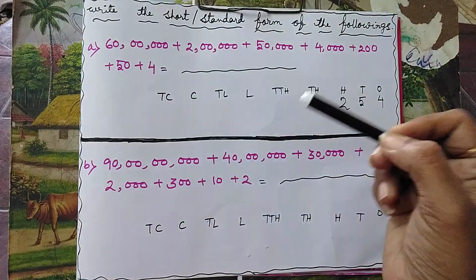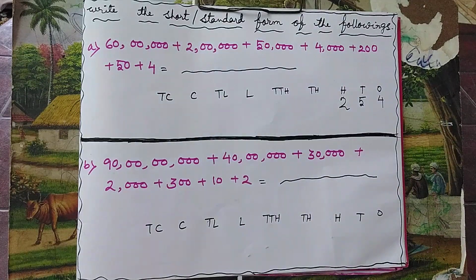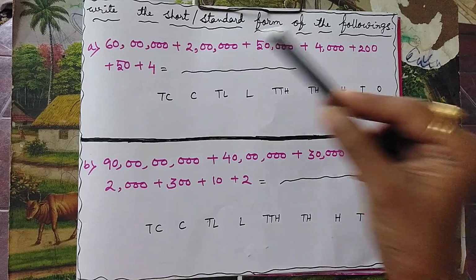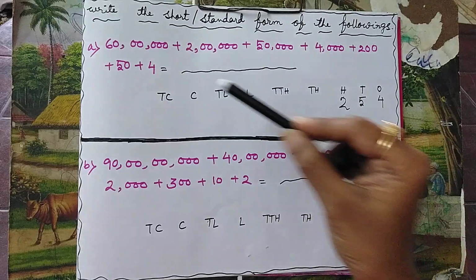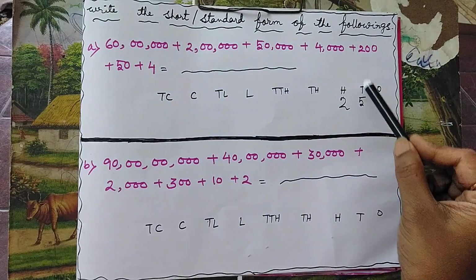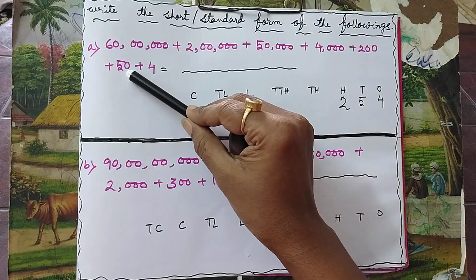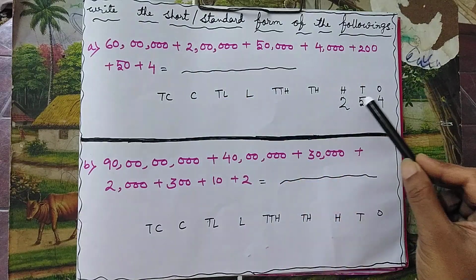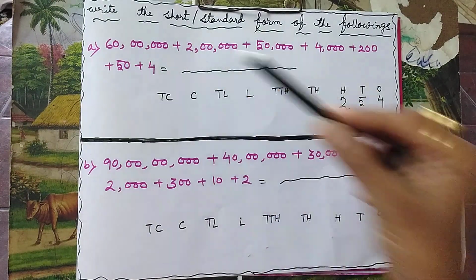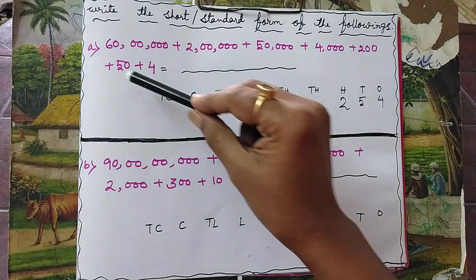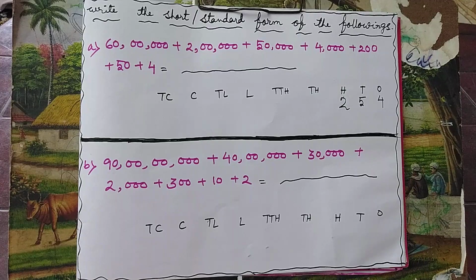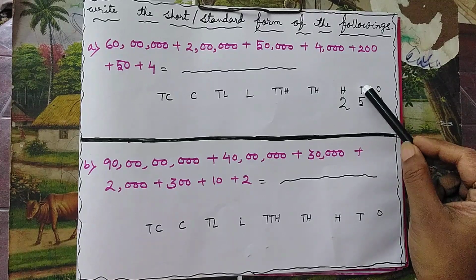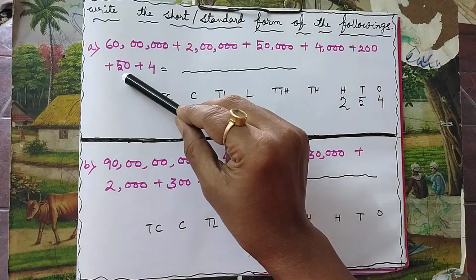Start from your right side. The first digit is 4. So 4 belongs to ones place. 4 ones is equal to 4. Then go to 50. In tens place there is only 1 zero. So 5 tens is equal to 50. Okay. Only 1 zero means it will go to tens place. So 5 tens is equal to 50.